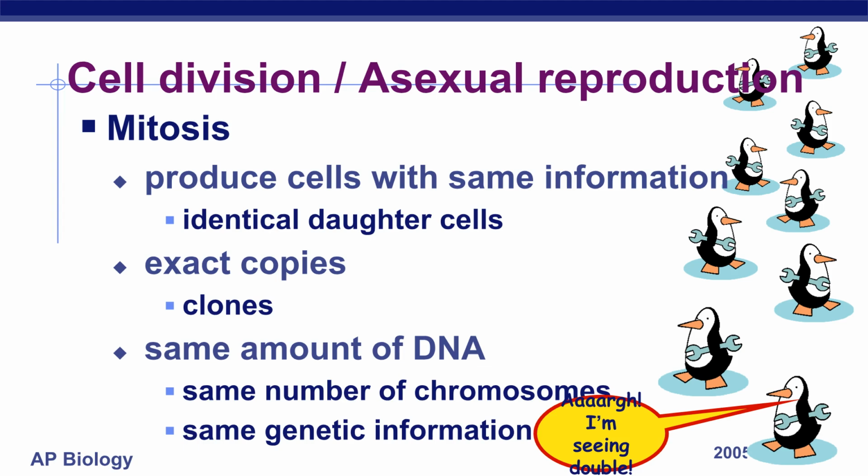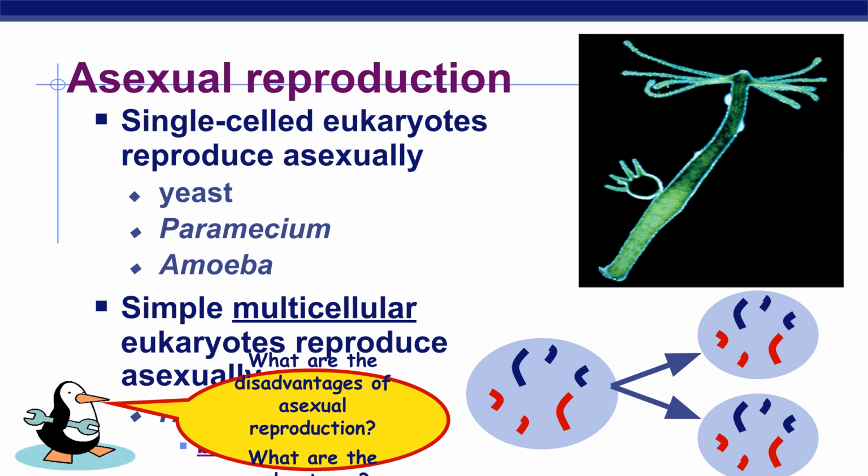Mitosis produces genetically identical daughter cells, which are exact copies or clones. These cells have the same amount of DNA and the same number of chromosomes as the parent cell. Asexual reproduction occurs in single-celled eukaryotes like yeast, paramecium, and amoeba. Simple multicellular eukaryotes, such as Hydra, also reproduce asexually through budding.